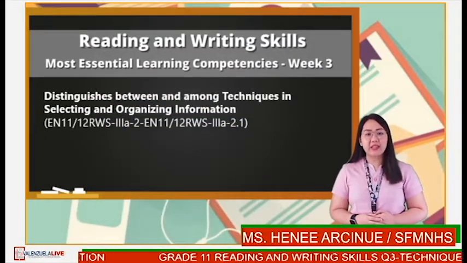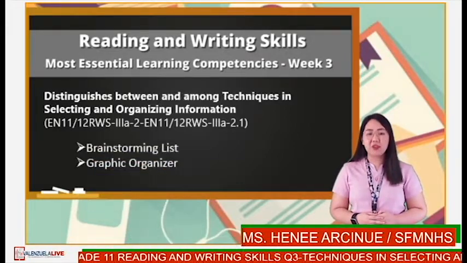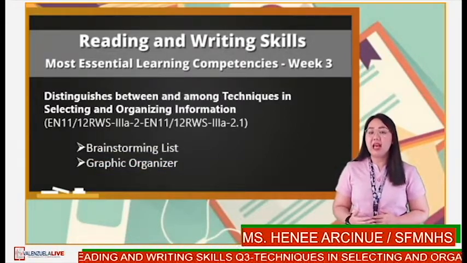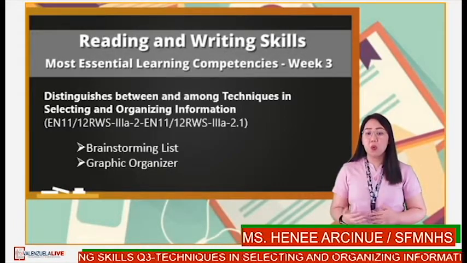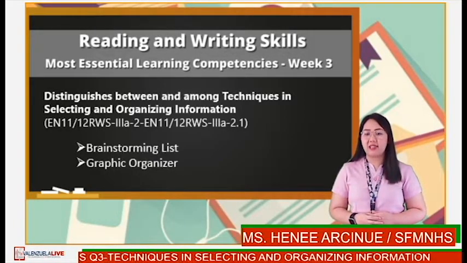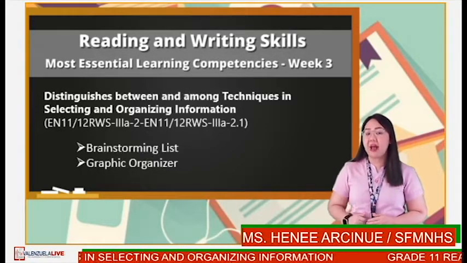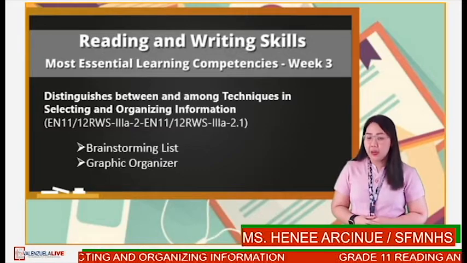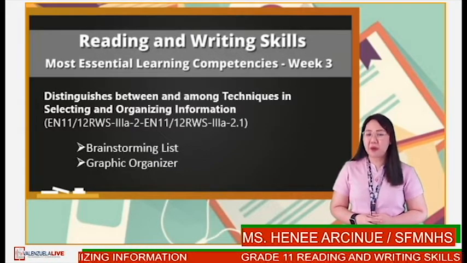For today's lesson, it is just the continuation of the topic: distinguishes between and among techniques in selecting and organizing information from our most essential learning competencies. We will just focus on brainstorming list and graphic organizer. I know that in your last session you learned about these techniques, but we're going to add more.